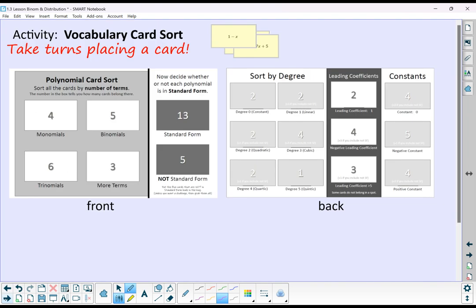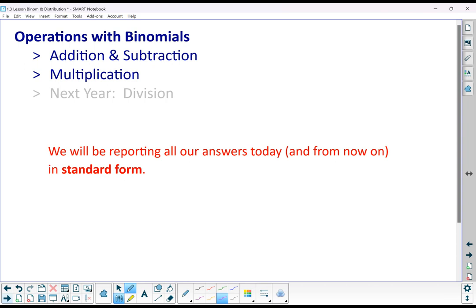Okay, class, we may have done this activity. Last class we did some operations with monomials. We added together monomials and combined like terms, and we multiplied with monomials. Today we'll focus on binomials. We are not going to be doing the operation of division, but if you take Math 3, you will talk next year about how to divide polynomials. And from now on, we'll report all of our answers in standard form.